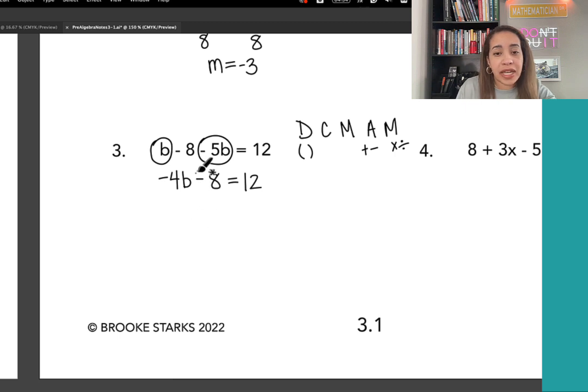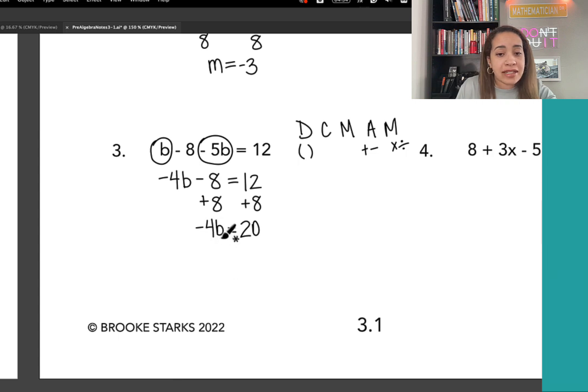So I need to cancel out the subtraction first by adding 8 to both sides of the equation. So plus 8 here and plus 8 here. Now I've got negative 4b by itself on the left, and on the right, 12 plus 8 gives us 20.